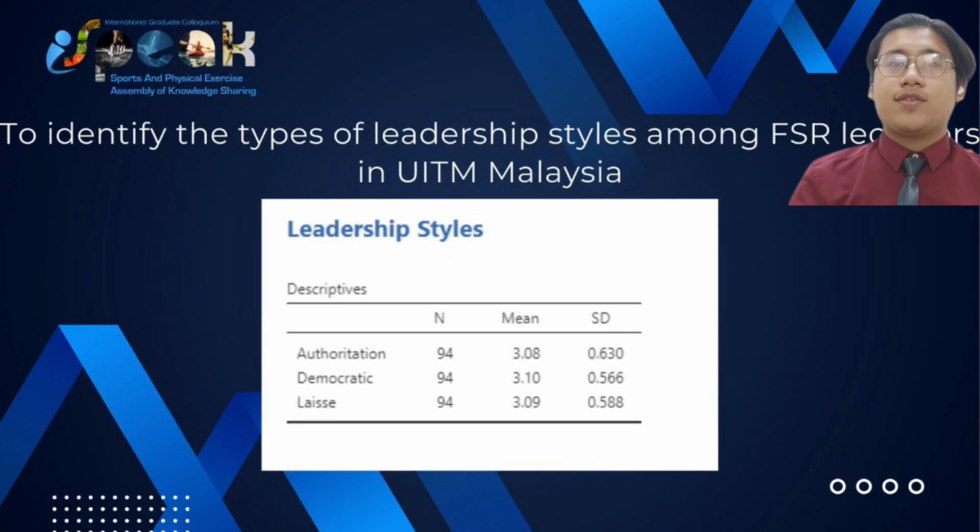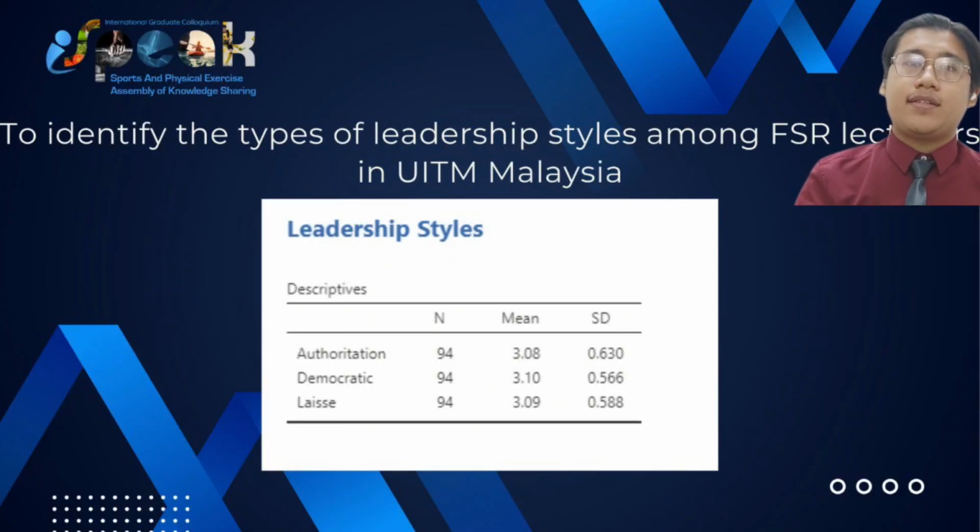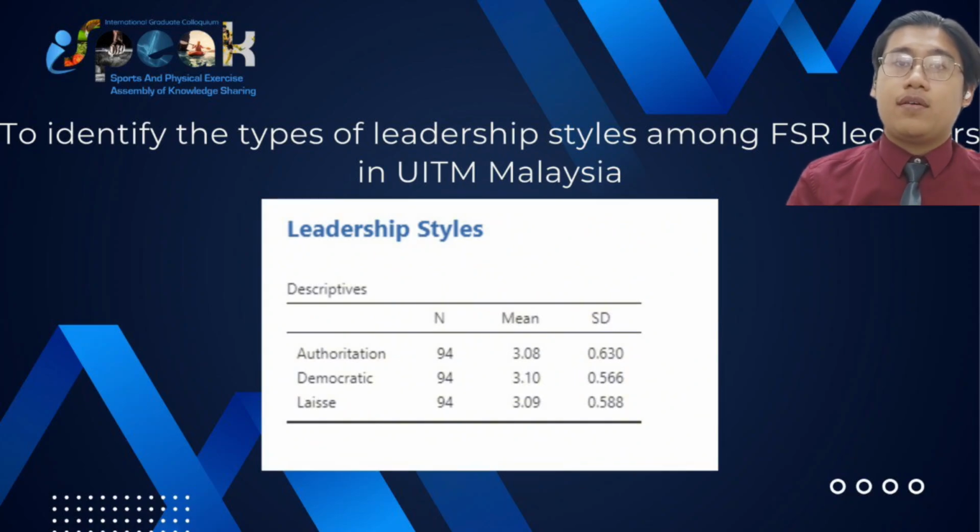Next are the results. We have the descriptive statistics for the three leadership styles: first is authoritarian, democratic, and laissez-faire. The table presents the sample size, the mean score, and the standard deviation for each style. Each leadership style has the same sample size of 94 participants.